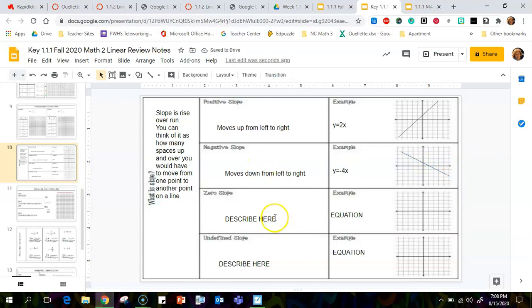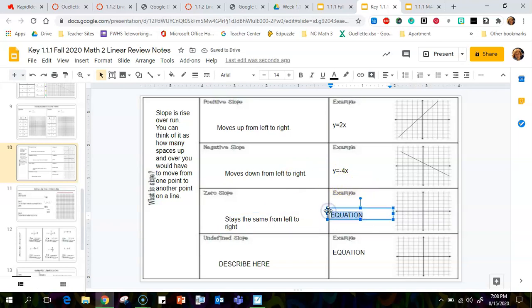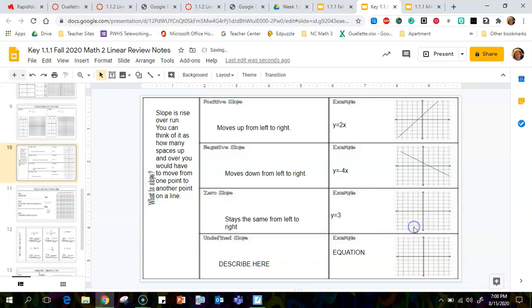A zero slope means that it stays the same from left to right. And an equation with a zero slope would be, remember how we did the y equals earlier? y equals 3 would be a zero slope. And that would look something like this. It would be a horizontal line.